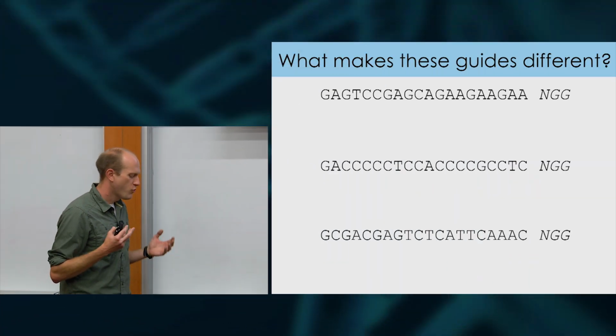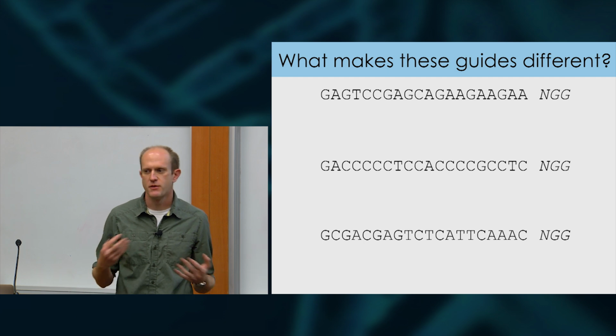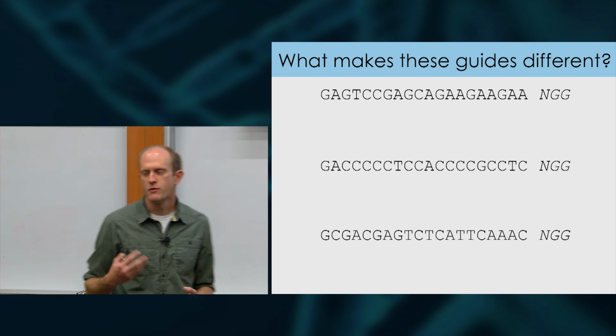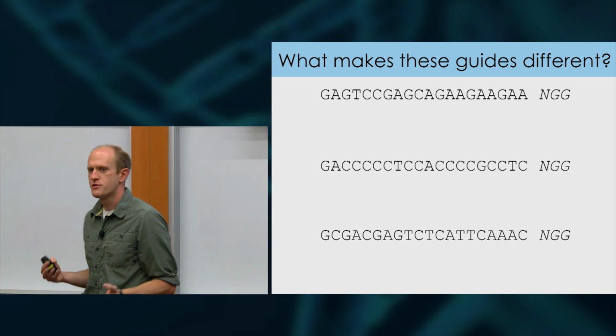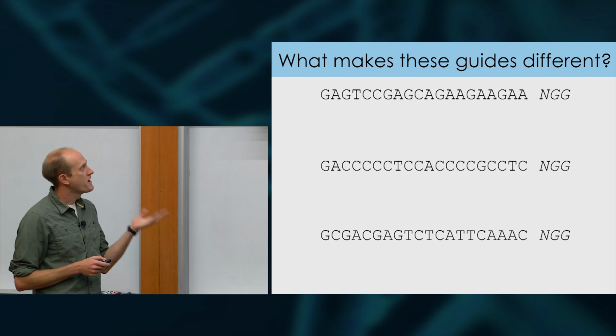So I think one of the fundamental things that I want to talk about today is the question of what makes various guides different. How do we know whether a guide is going to be active? How do we know whether a guide is going to be inactive? How do we know whether it's going to have a lot of off targets? And I think that is really borne out by these guides.